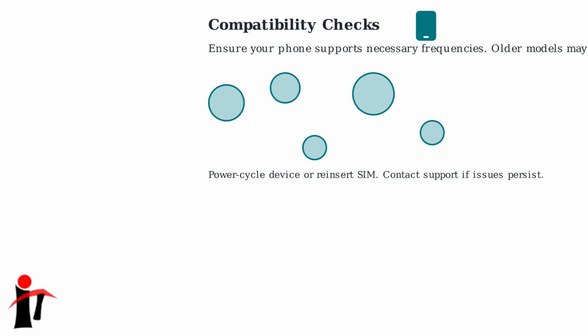Power cycling your device and reinserting the SIM card can also help. If issues persist, contact Ultramobile support.